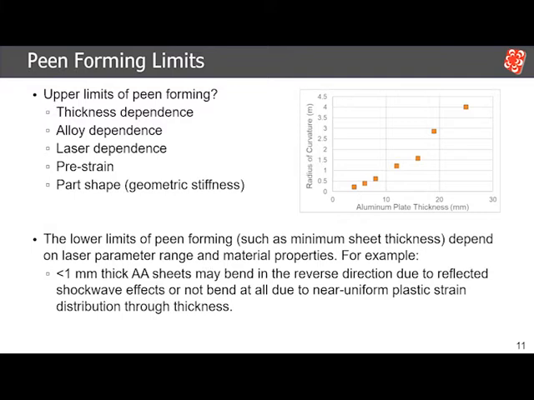The lower limit on peen forming has some similar issues. As we go to very, very thin structures on the order of maybe 2 millimeters under that, you potentially have an issue of having a uniform plastic strain field through that wave propagation, in which case you'll have almost zero bending. And in some cases where we have thin enough sheet combined with our laser peening conditions, you could actually get enough reflected shock waves that you'll bend the opposite direction that we typically see in our thicker structures.